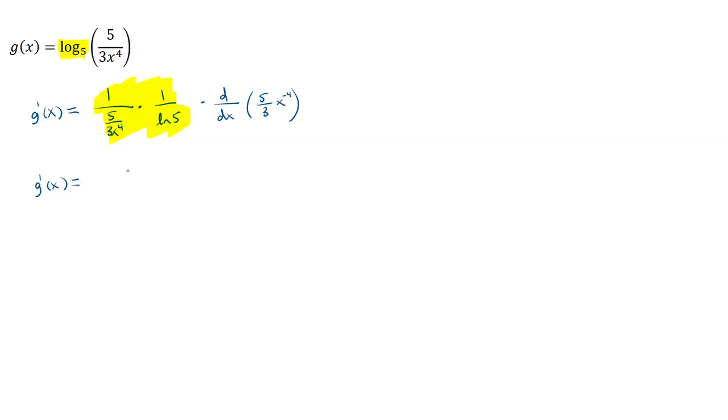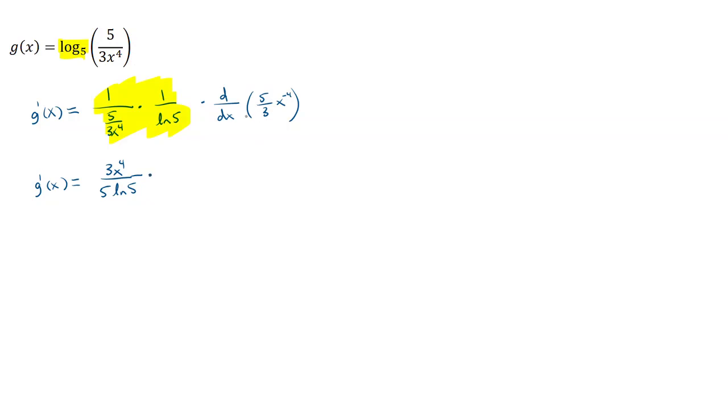So g prime of x. We will clean this up a little bit since we're taking an extra step. 1 divided by a fraction just flips the fraction over. So we get 3x to the 4th over 5, multiplied by natural log of 5, so I just get 5 times the natural log of 5.